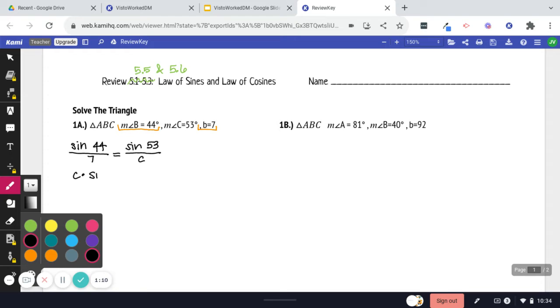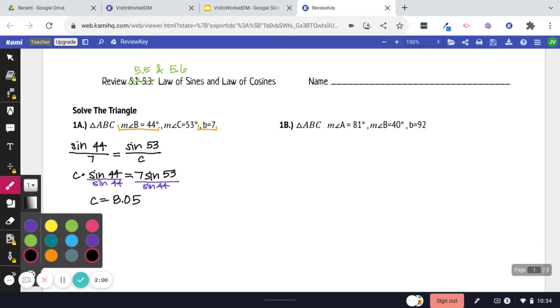Cross multiply, and divide. I won't show you every step for every question, but we'll at least look at it for this first one. So now we want to do 7 sine 53 divided by sine 44. Get my calculator up. There we go. Okay, so 7 sine 53, because that's what was multiplied in the cross multiplication, divided by sine 44. And I get about 8.05, we're going to go with.